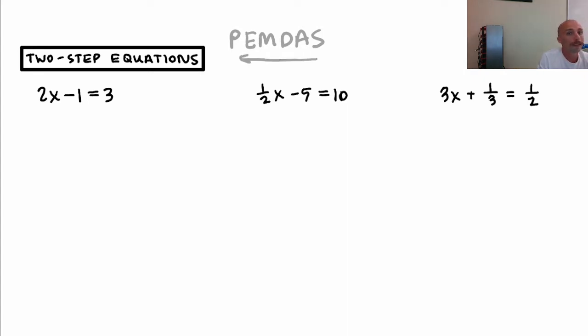Now I'll show you that that's not a must. I'll show you why it's not a must, right? As long as we're just being fair to both sides, we can always solve our equation. But it will go better for you if you deal with this minus 1 first. So I'm going to start by adding 1 to both sides. It's going to be 2x equals 4, and then I'm going to divide both sides by 2.